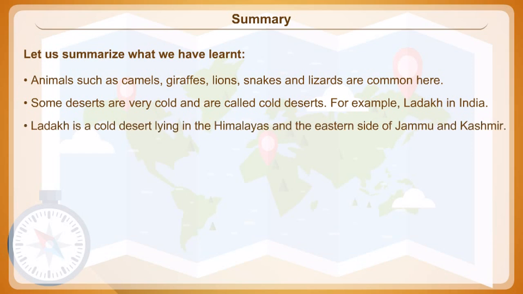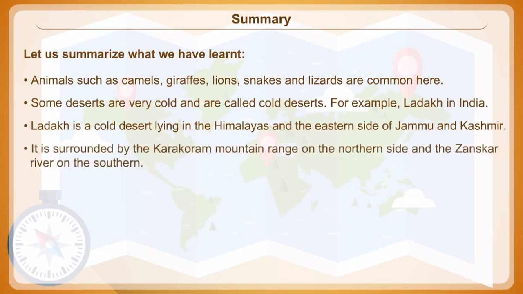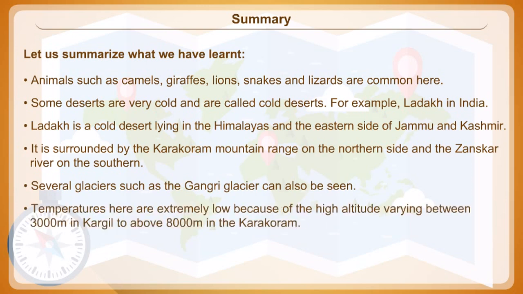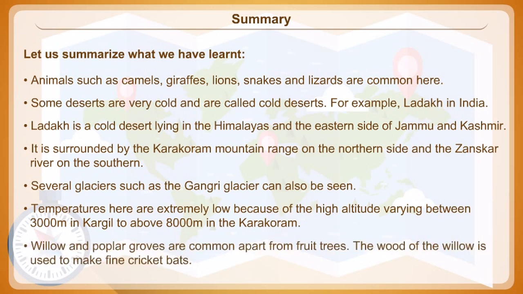Ladakh is a cold desert lying in the Himalayas and eastern side of Jammu and Kashmir. It is surrounded by the Karakoram mountain range on the northern side and the Zanskar river on the southern. Several glaciers such as the Gangri Glacier can also be seen. Temperatures here are extremely low because of the high altitude, varying between 3,000 meter in Kargil to above 8,000 meter in the Karakoram. Willow and poplar groves are common apart from fruit trees.